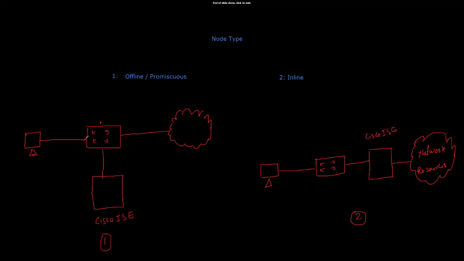However, there is not full enforcement of things over here. If this device wants to bypass Cisco ISE, it can bypass. But in inline mode, you would have two ISE interfaces. One is connecting towards the switches, another is connecting towards the resources. That means when this user wants to access network resources, it is compulsory or mandatory that he takes the permission from the ISE, and then ISE is going to allow him to access the network resources.